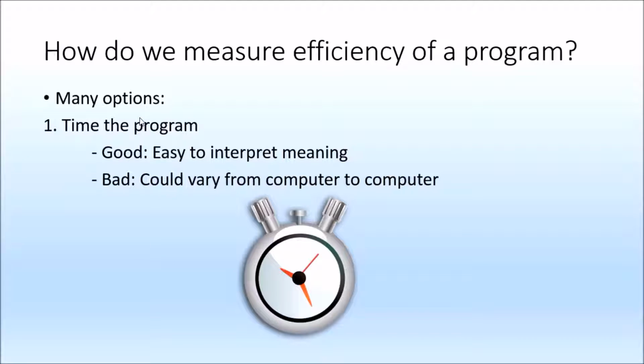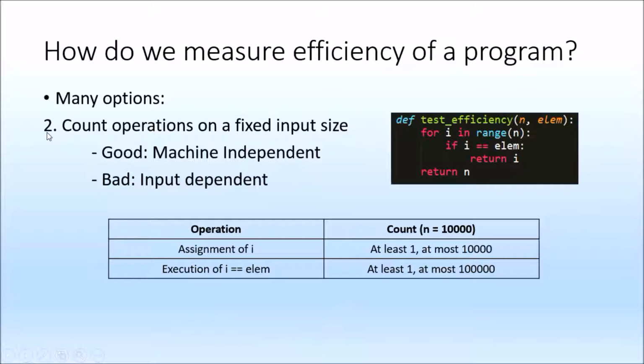But because of that, we get a different idea of efficiency. So this measure of efficiency is not really standard across all computers. And we want to find a standard definition. So we can do better. So a better option is potentially, hey, can we count the operations of some type of operation on a fixed input size? So what does that mean?